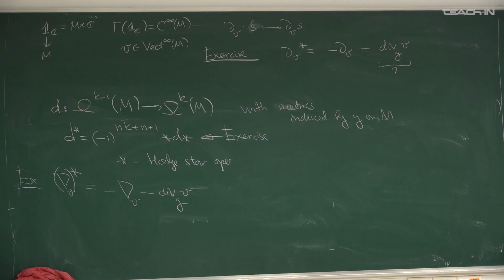But if you do this exercise, it will work out. Of course. Obviously, because this is a partial case of this one, because partial derivative is a covariant derivative on trivial vector bundle, obviously. Well, we have something. Okay, we have something to say.